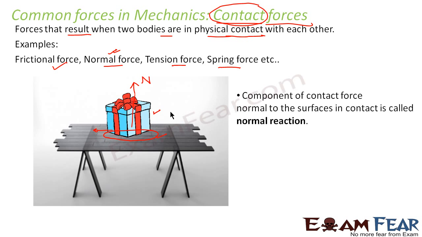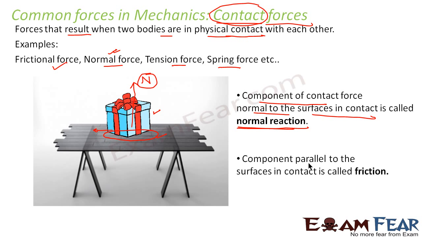So we'll see that the component of contact force normal to the surfaces in contact is called normal reaction. It is generally denoted by capital N. So this is the surface in contact for the two bodies. So the force which is perpendicular to the surface, that is normal reaction force. Similarly, what is friction? It is the component parallel to the surfaces in contact. So these are the surfaces in contact. Frictional force will act parallel to the surfaces in contact. So this is the frictional force. I hope you got a basic understanding of what are contact forces. Now in this chapter we'll go ahead and study in detail the frictional force.